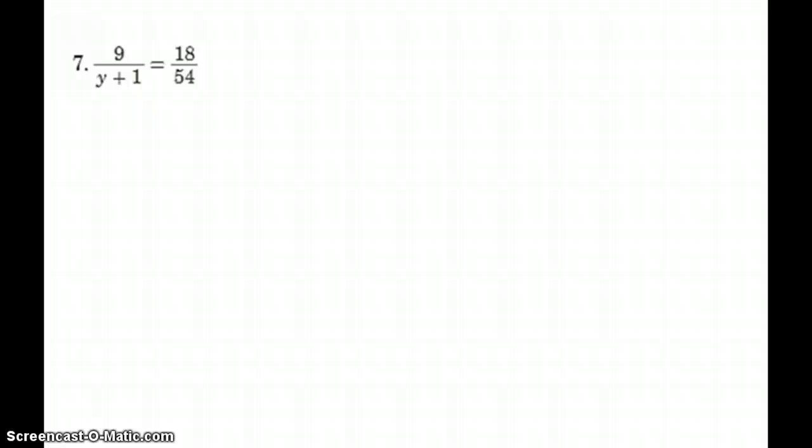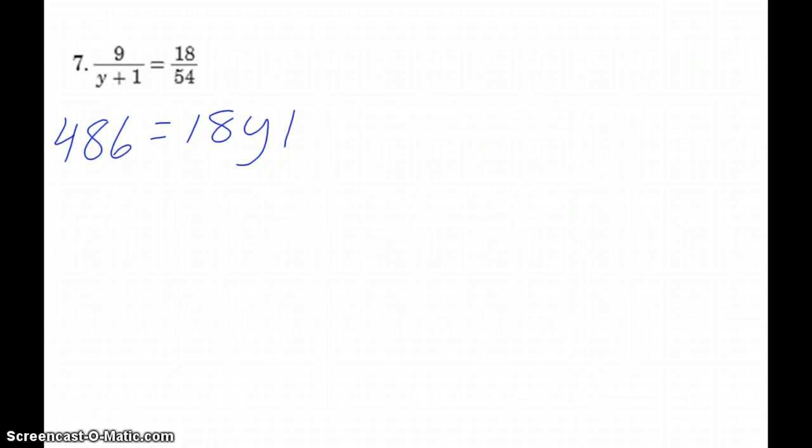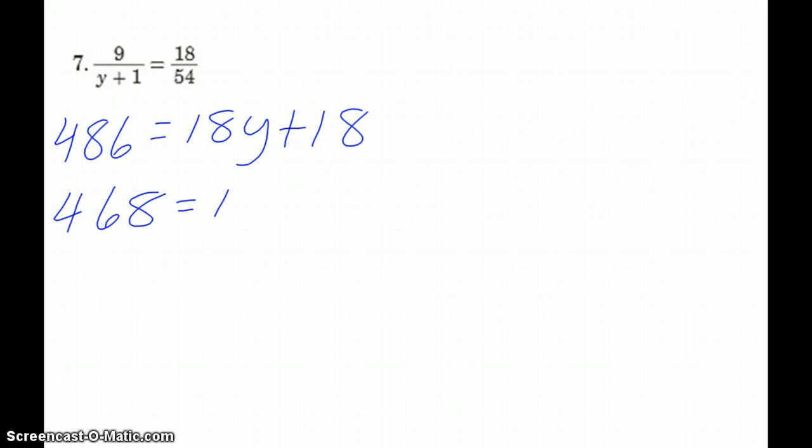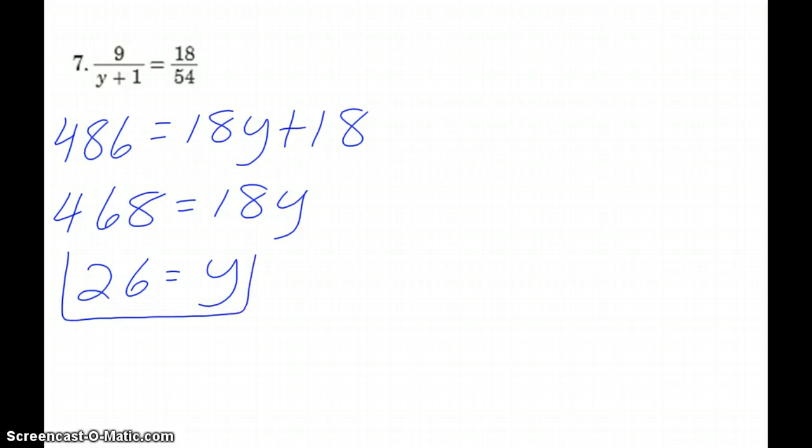Next problem. Again, 9 times 54, 36, carry the 3, 45, 48. So I get 486, and that is going to equal 18y plus 18. Excuse me. Subtract 18 from both sides, we get 468 is equal to 18y. Divide both sides by 18, and I get 26 is equal to y. So y equals 26.